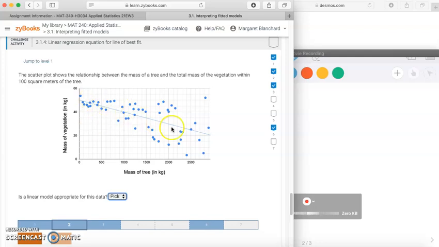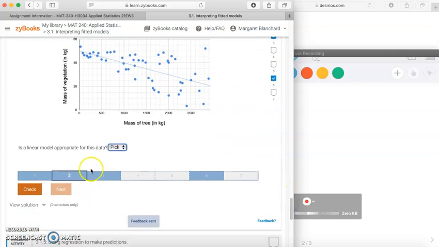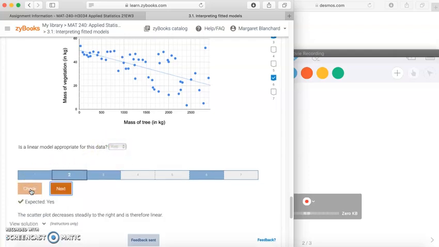It does, again, show an overall linear pattern. You see a lot more dispersion here on the higher end, but still, it does show overall, with some outliers, that there might be a linear pattern with a negative correlation. Let's go ahead and say yes. And check. Yep, that's true because it does show a decreasing pattern.